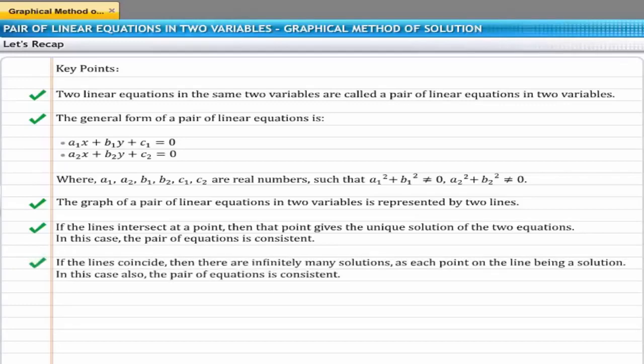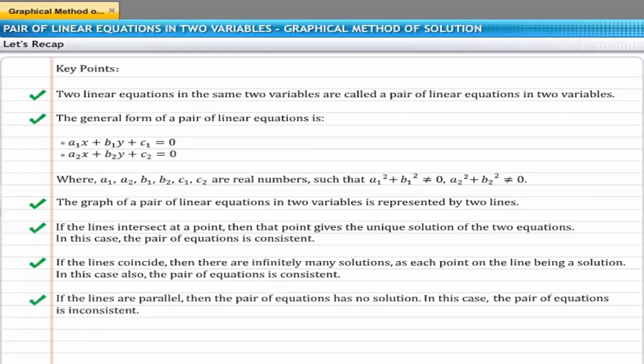If the lines coincide, then there are infinitely many solutions, as each point on the line is a solution. In this case, the pair of equations is consistent. If the lines are parallel, then the pair of equations has no solution. In this case, the pair of equations is inconsistent.